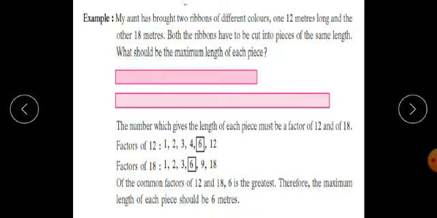If you look at the factors very carefully, the common factors of these two numbers are 1, 2, 3 and 6. Of the common factors of 12 and 18, 6 is the greatest. Therefore, the maximum length of each piece should be 6 meters.